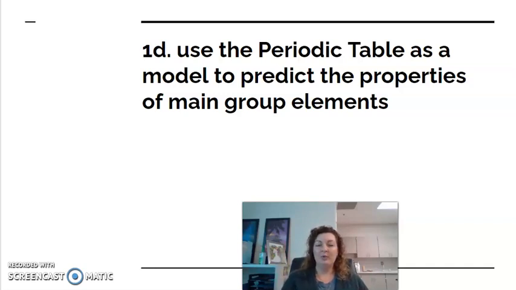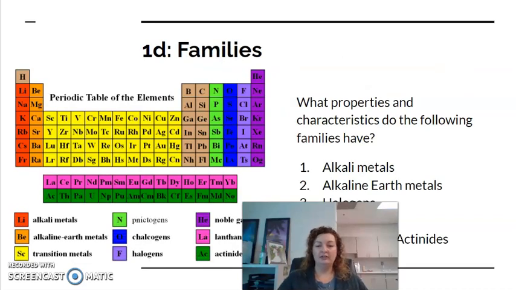So we're going to talk about 1D in our AKS portfolio. It says, I can use the periodic table as a model to predict the properties of main group elements. So on your sheet, it looks something like this. It says, what properties and characteristics do the following families have?